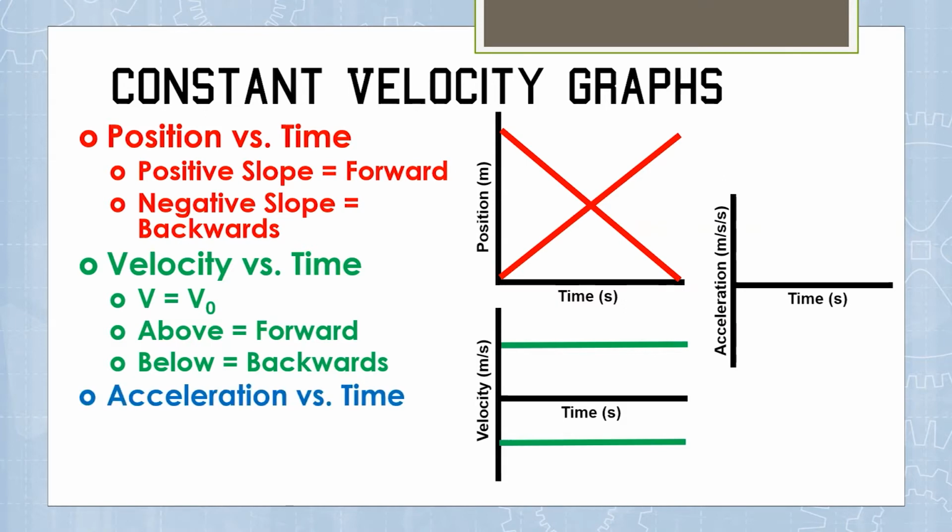Since we're moving at a constant velocity, we're not changing velocities. If we don't change velocities, we have no acceleration. If we have no acceleration, it's right on the x-axis, just like if the object was stopped.